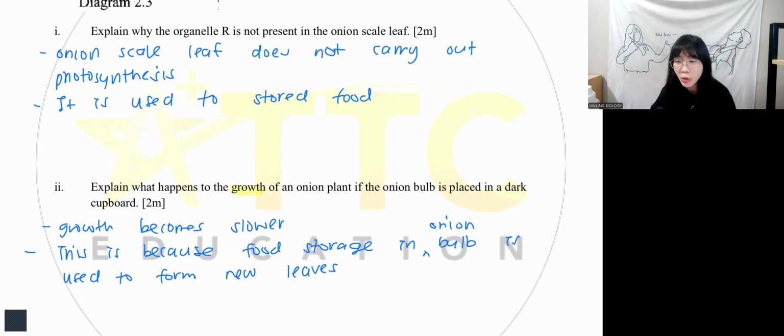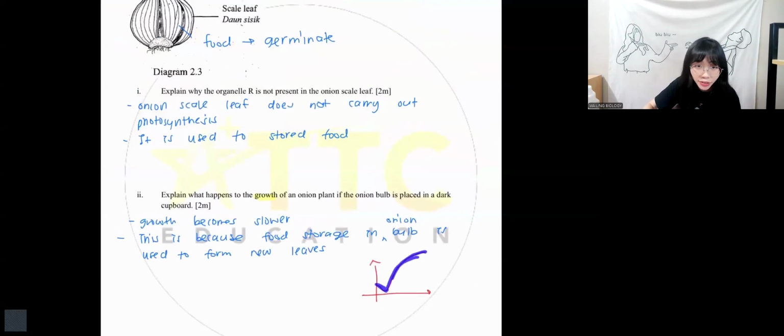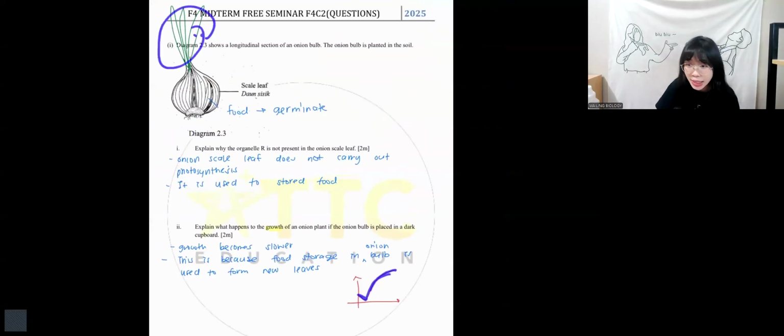If they don't germinate, maybe they will remain the same. If not, it becomes slower. The graph of a plant cell, you will learn it in Form 5. It looks something like that, I can give you an idea of it. Initially, they will decrease and then they will increase again. The decrease point here is during germination. The increase here is because they already have leaves, so they can carry out photosynthesis.